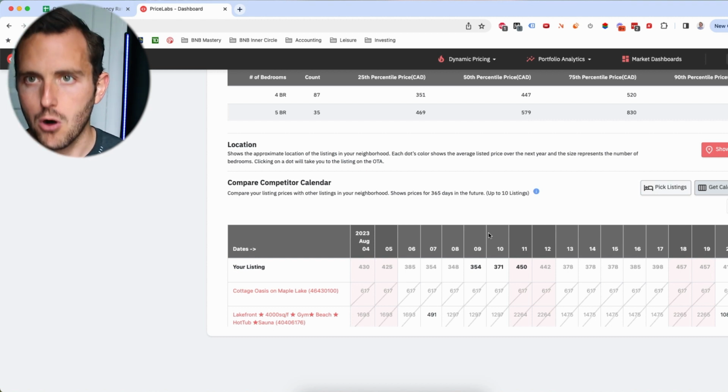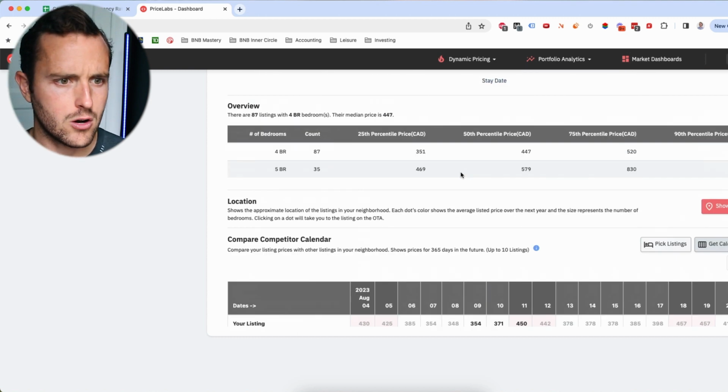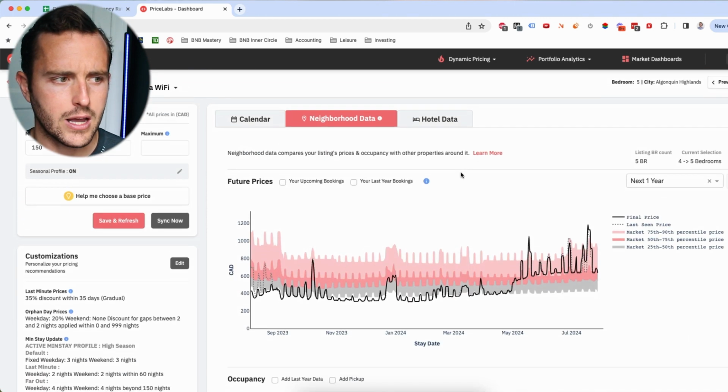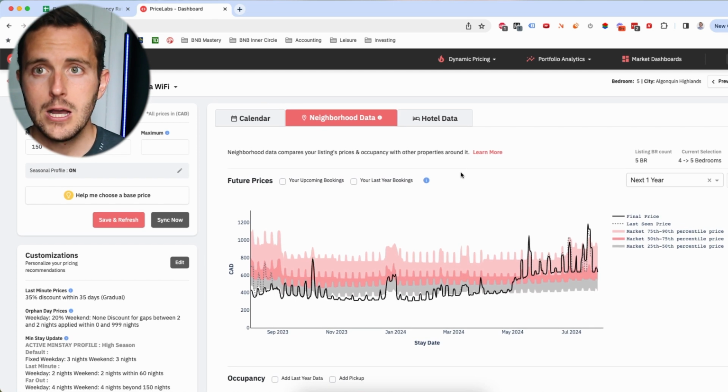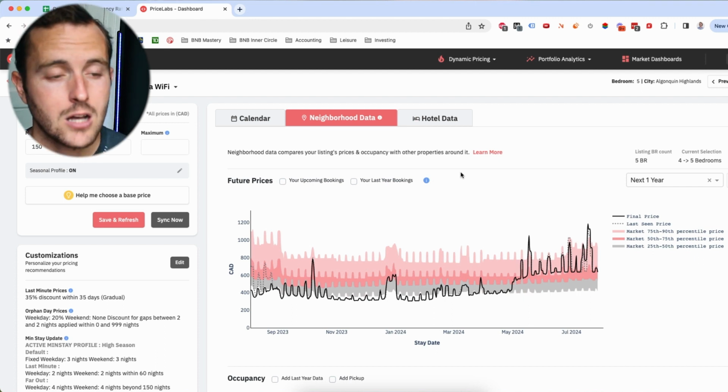Now, you're never going to be perfect. It's not like you're going to optimize things perfectly. You can see that even for me, these 9th, 10th, and 11th, which I don't know if that's a weekend or not, because I think all of our weekends in August are booked for this property, but you're not aiming for perfection. You're aiming to get as close to it as possible. Even me, I still make mistakes from time to time on pricing, but a software like this is going to allow you to make a lot fewer misses and a lot more hits.